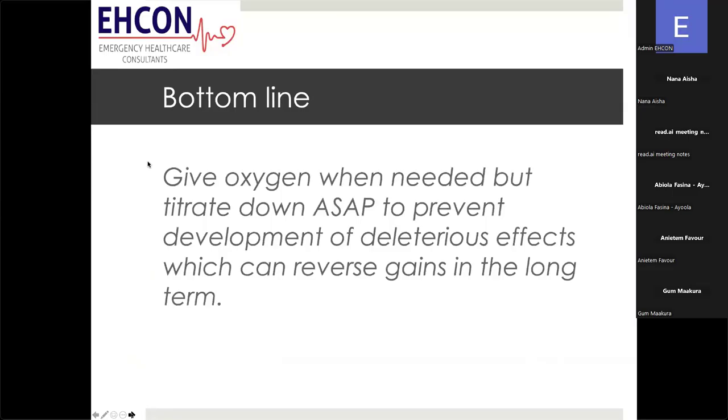Bottom line, give oxygen if you need to, but titrate it down as soon as possible to prevent development of deleterious effects, which can reverse the gains you make in the long term and make it really difficult for the patient to be weaned off oxygen therapy. So really, it's not appropriate to just put people on oxygen at 100% and then just leave them there. You really want to make sure that you are thinking through this and ensuring that you are using the right oxygen at the right time.